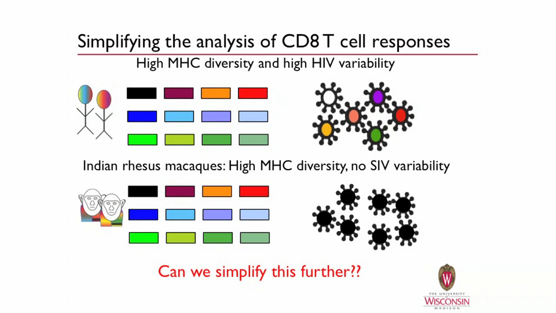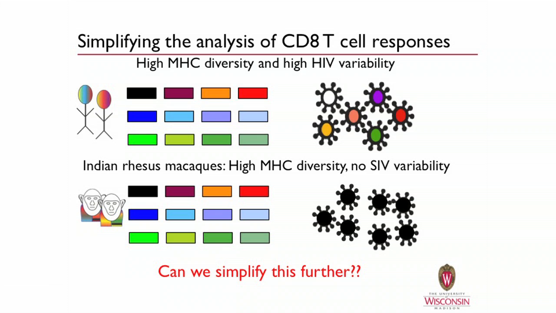Well, please bear with my very simplistic model of how I think about this. Humans have a very diverse set of MHC alleles, shown here by this different set of colored boxes. Each individual, or most individuals, have a unique set of MHC alleles. And people who are infected with HIV are infected largely with a unique set of HIV sequences. So the CD8 T-cell responses among multiple HIV-infected individuals are largely going to be unique to that individual.